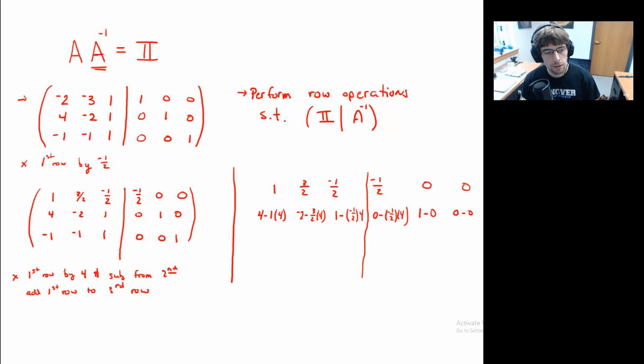And then add the first row to the third row. So I have -1 plus 1. That gives me 0. Actually, I'll write it out. I have -1 plus 1. I have -1 plus 3/2. And I have 1 plus -1/2. I have 0 plus -1/2. I have 0 plus 0. And I have 1 plus 0.